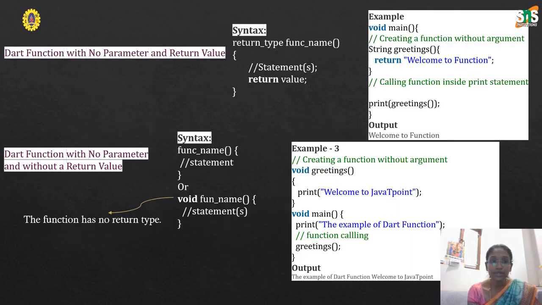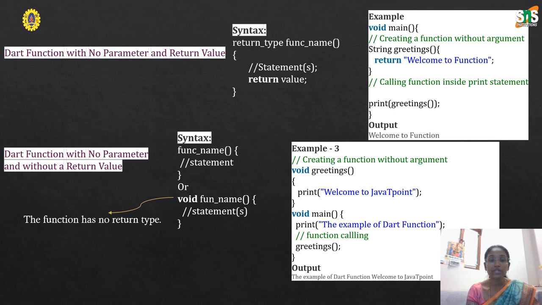Clear? Next one is a Dart function with no parameters and with a return value. If I have a return value but I never input any parameter inside my void main. First I will create the function without arguments, and next I will print a greeting where I will give the return.